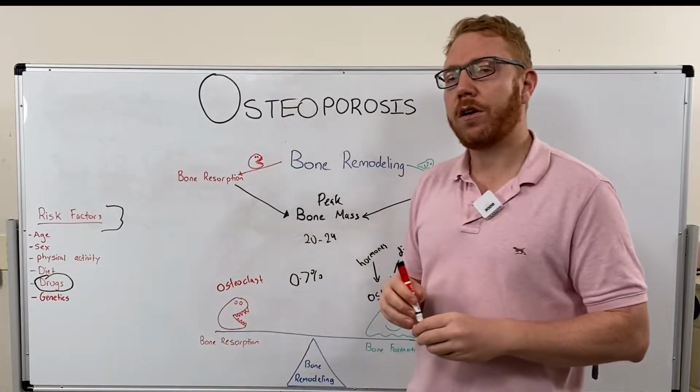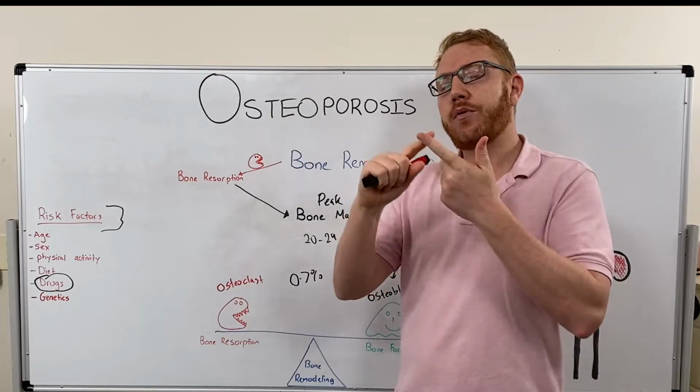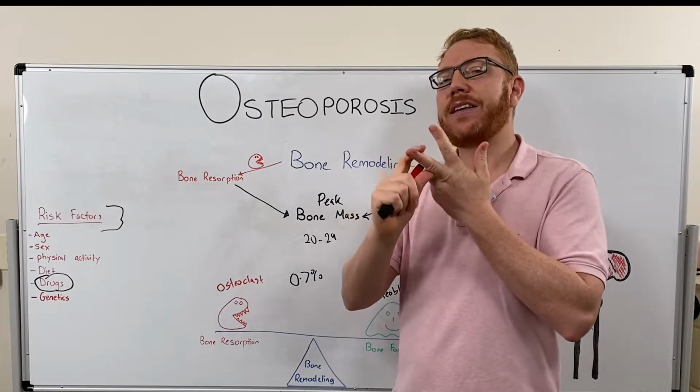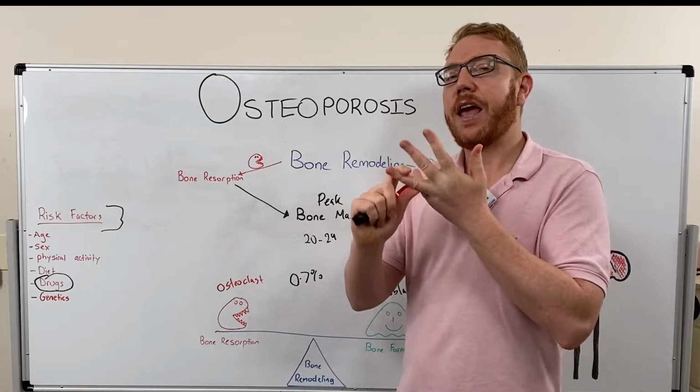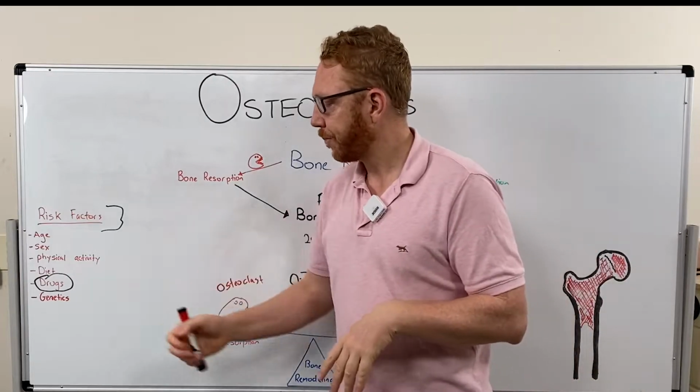So the most common drugs that can lead to osteoporosis would be corticosteroids, proton pump inhibitors, some anti-seizure medications, and heparin. They're the most common. Smoking and alcohol also can lead to that as well.